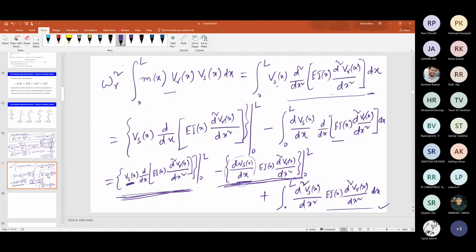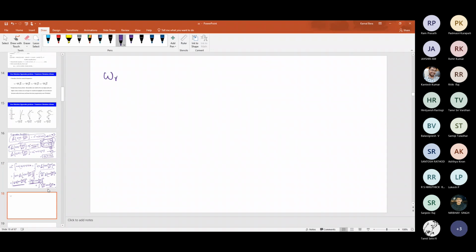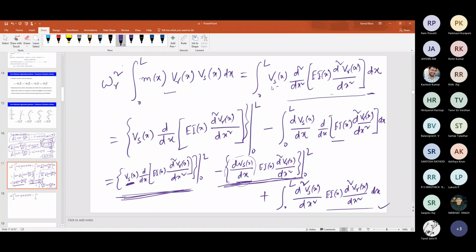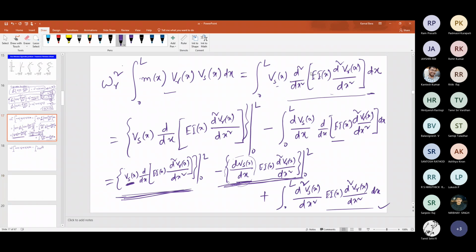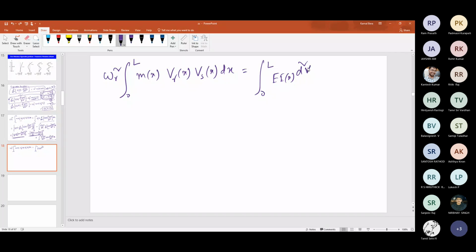Yes. So what are we getting? Omega r square integral from 0 to L of m(x) V_r(x) V_s(x) dx equals integral from 0 to L of EI(x) d2V_s(x)/dx2 times d2V_r(x)/dx2 dx. Equation number 4.